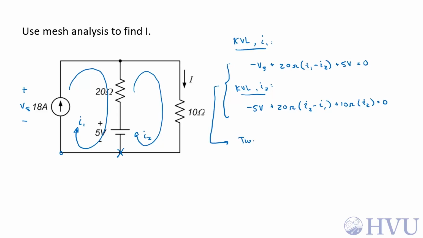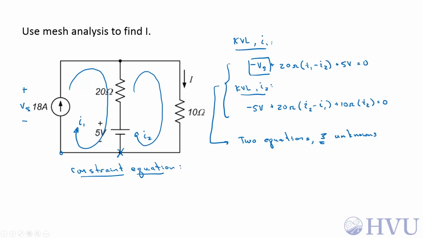I have a problem now though. I have two equations, but I have three unknowns. I've introduced another unknown, the voltage across the current source, in this equation to account for that. So what I need rather than a constrained loop is what's called a constraint equation.